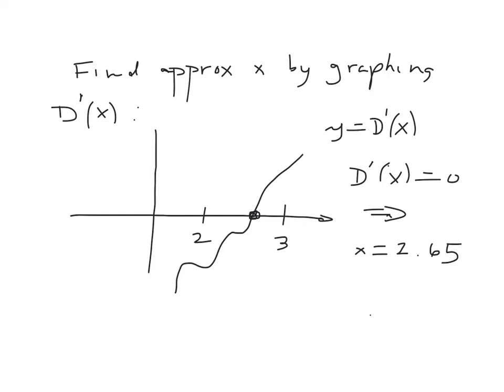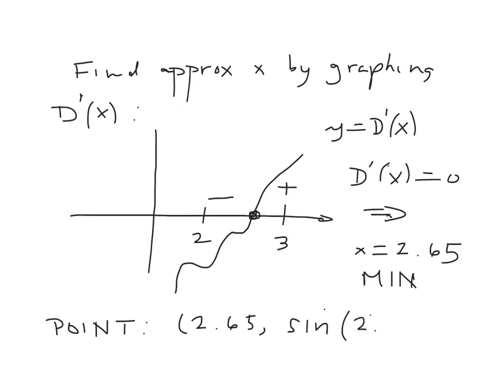Okay, and we can see something from this graph of D prime. For instance, that D prime is negative here to the left of 2.65, and it's positive to the right, which means that the original function, capital D, is decreasing and then increasing, and so we know that we have a minimum here at x equals 2.65. And now remember, the original question asked us to find the point that's closest to (4, 2). And so the point that the problem asks us to determine is approximately (2.65, sine of 2.65).